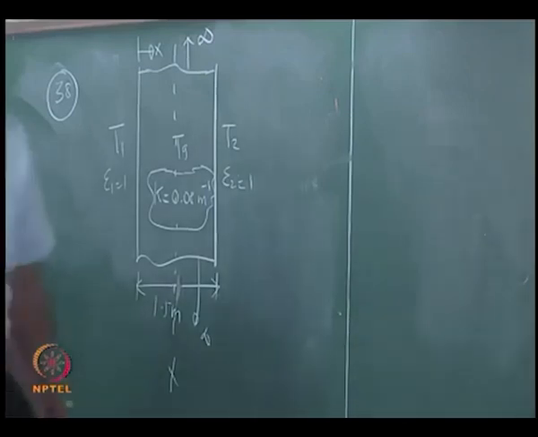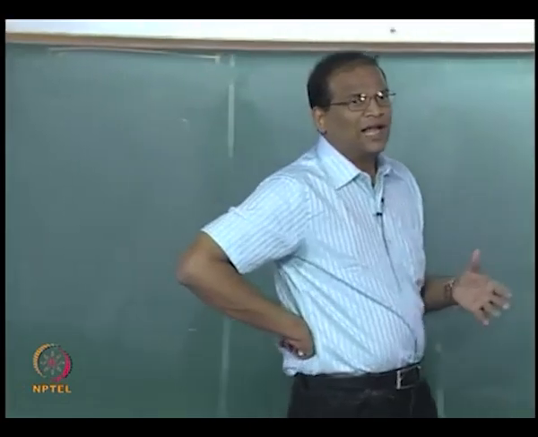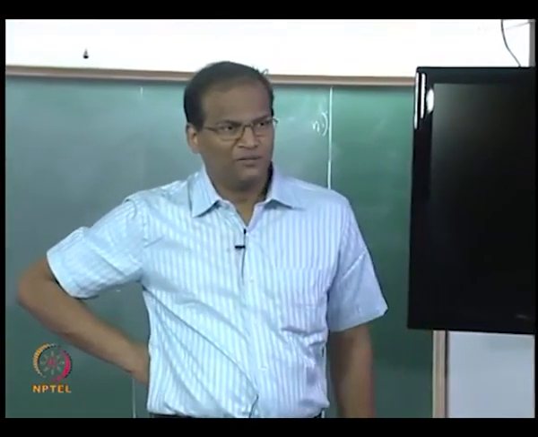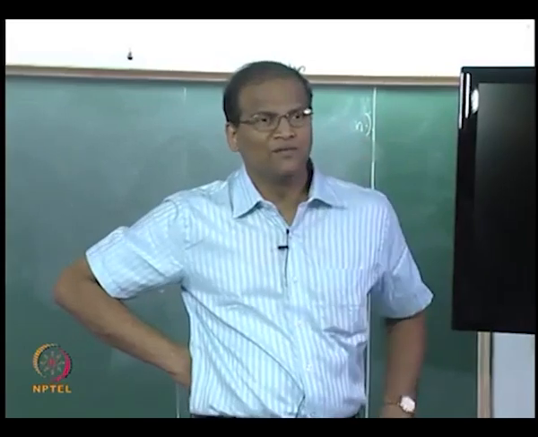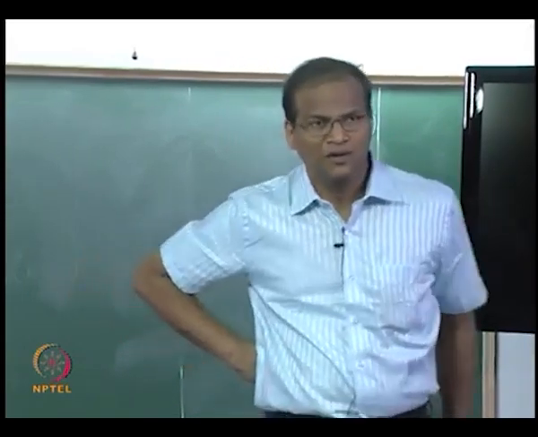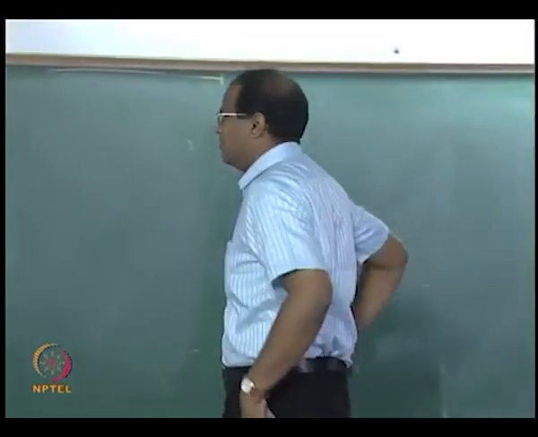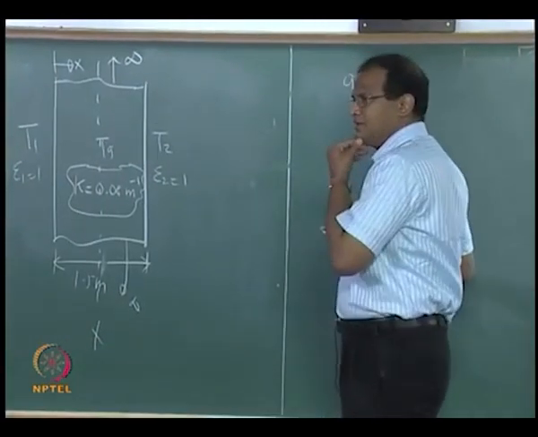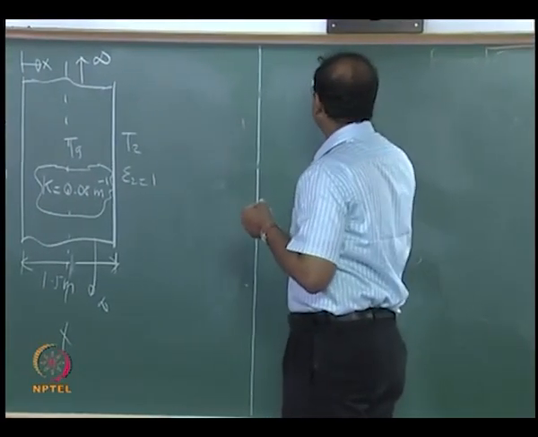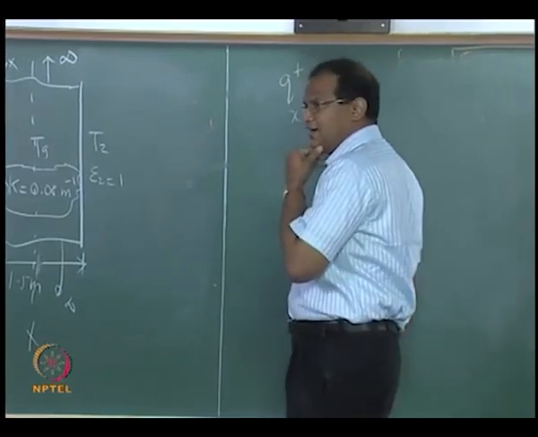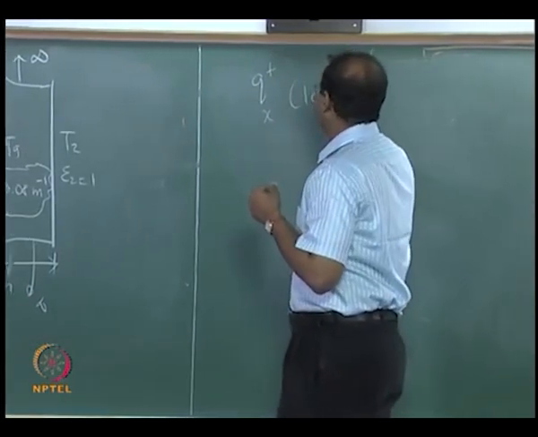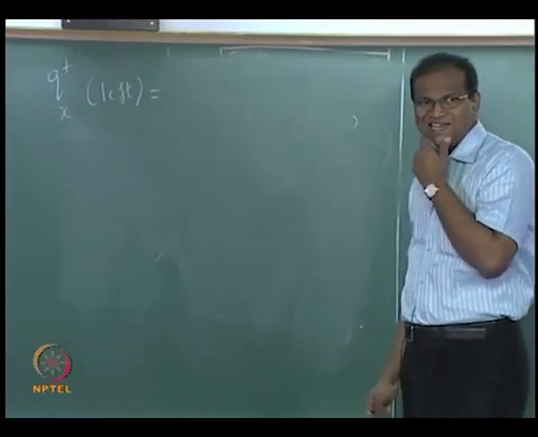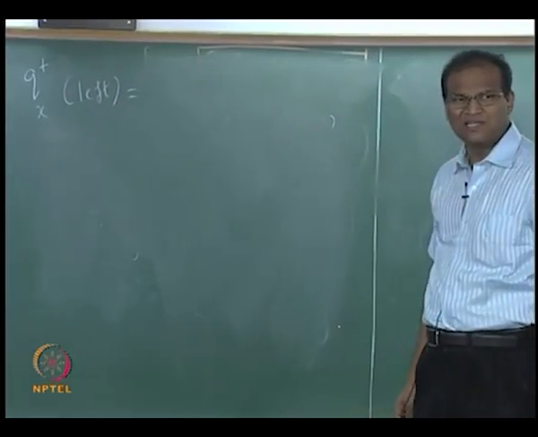Instead of x I may use tau of x, that may be better for me, because the E3 is available in terms of tau. Okay, instead of x I can use tau, right. Now I will say q plus at x coming from left side, correct. What is the expression for this?